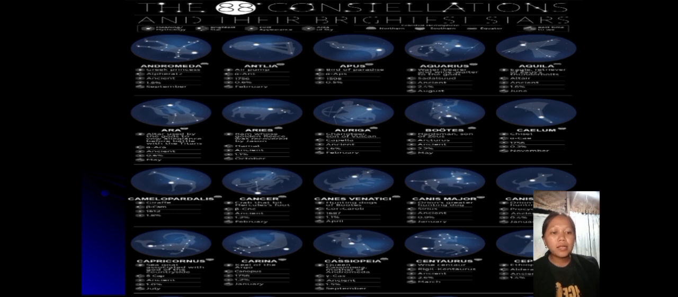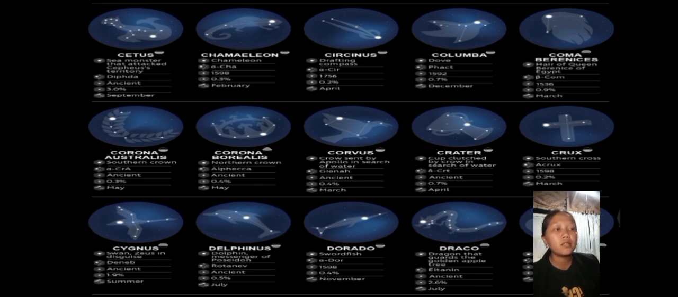Carina is the keel of the Argo. Cassiopeia is Queen Cassiopeia. Centaurus is the wise centaur. Cepheus is the Ethiopian king. Cetus is the sea monster that attacks Cepheus' territory. Chamaeleon is a chameleon. Circinus is a drafting compass. And Columba, the dove.